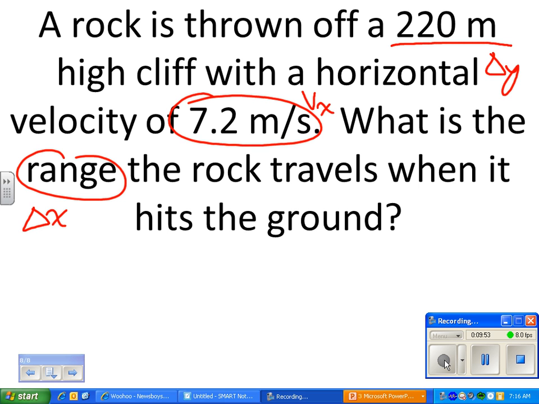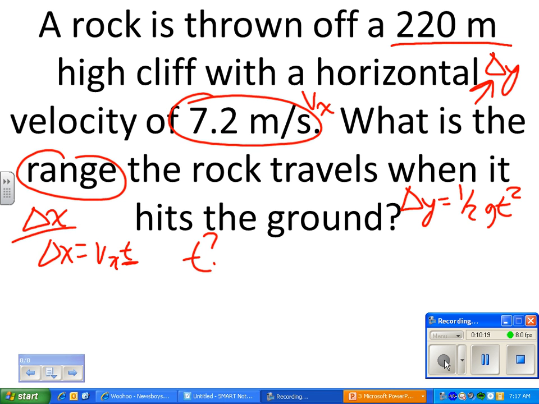Now, in order to solve for delta x equals v sub x times t, we actually don't have the time. So that is the thing we're going to solve for first. If we have a height, we can always use the equation to solve for delta y, and that equation is delta y equals 1/2 g t squared. By the way, like I said, anytime you want to stop and try one of these problems before we go over it, feel free to do that.